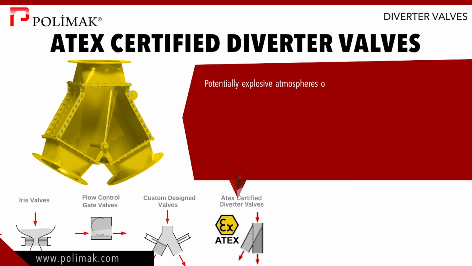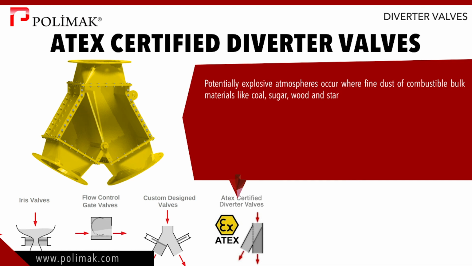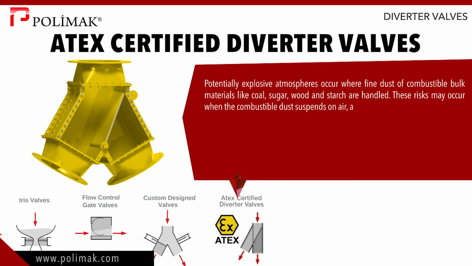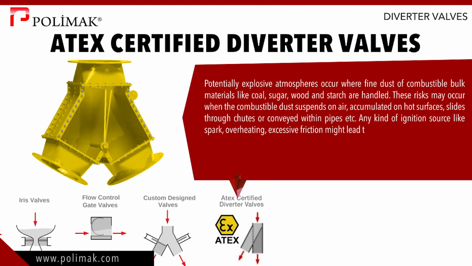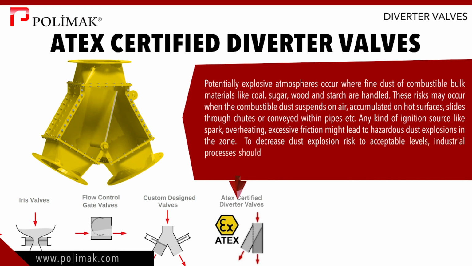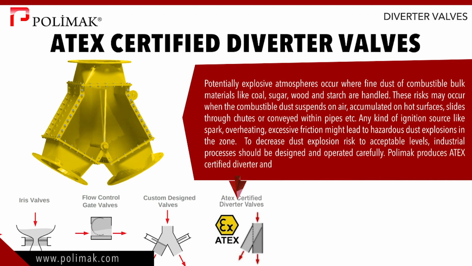Potentially explosive atmospheres occur where fine dust of combustible bulk materials, like coal, sugar, wood, and starch are handled. These risks may occur when the combustible dust suspends in air, accumulates on hot surfaces, slides through chutes, or is conveyed within pipes, etc. Any kind of ignition source like spark, overheating, or excessive friction might lead to hazardous dust explosions in the zone. To decrease dust explosion risk to acceptable levels, industrial processes should be designed and operated carefully. Polimak produces Atex-certified diverter and flow control valves for such processes.